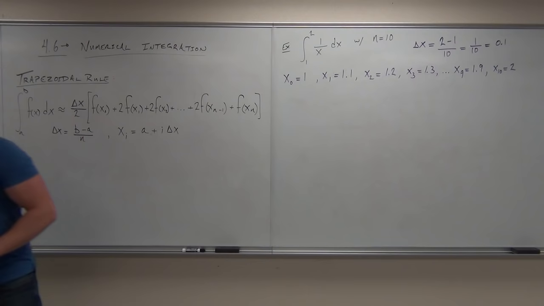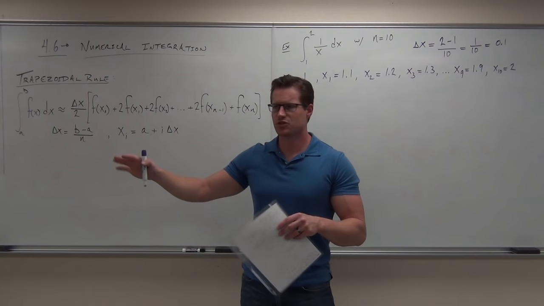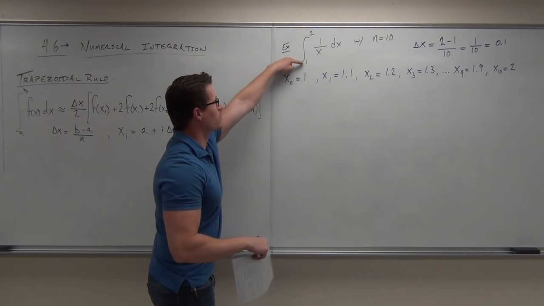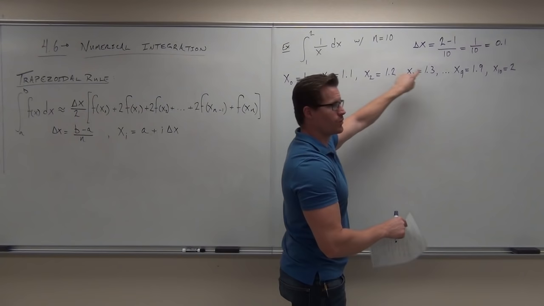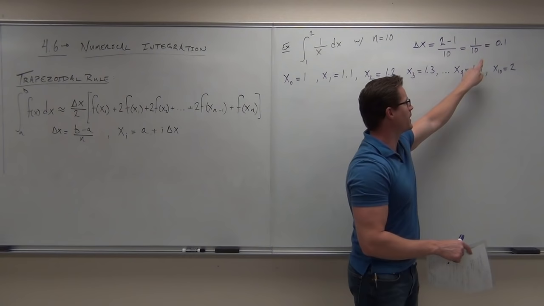I want to show hands if you're okay with where those are coming from. Can you follow that? Should be a little bit easier because it's back to Calculus 1 stuff. It's just plugging numbers in. It just says, hey, start here, start whatever that is, and just add delta x. So for x sub 0, you add none of them. So just 1. And then add this, 1.1. Add it again, 1.2. Add it again, 1.3, 1.4, 1.5, 1.6, 1.7, 1.8, 1.9, and then 2. Yeah, so we get 2.